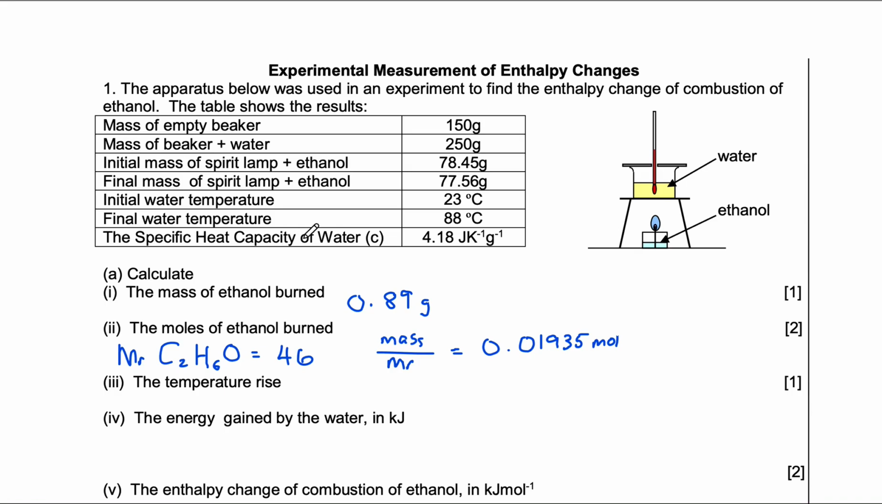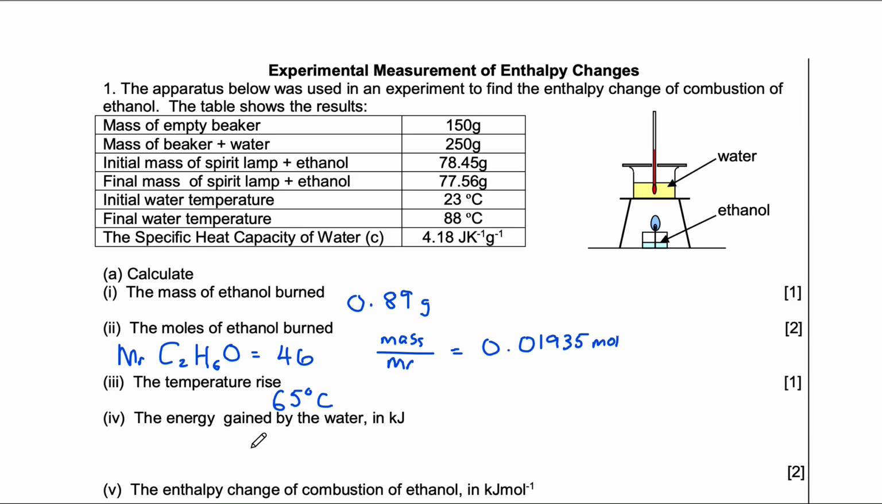They're then asking you to calculate the temperature rise. Over here, we've got our final temperature of 88, and we take away the initial temperature, which is 23. So 88 minus 23, you should get 65 degrees Celsius. As I said, don't worry about converting it to Kelvin because we're working out the difference. If we convert to Kelvin first and then work out the difference, you should still get a value of 65, so do not convert it to Kelvin here, you're just wasting your time. The temperature rise here is 65.